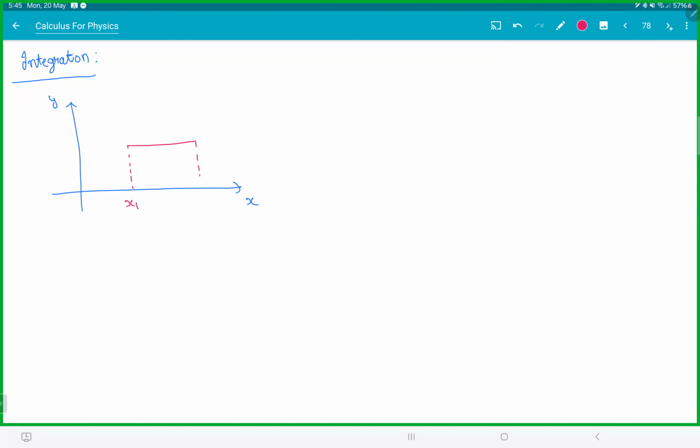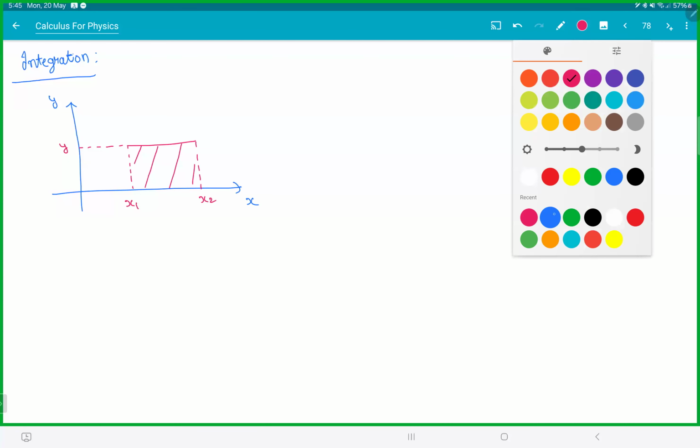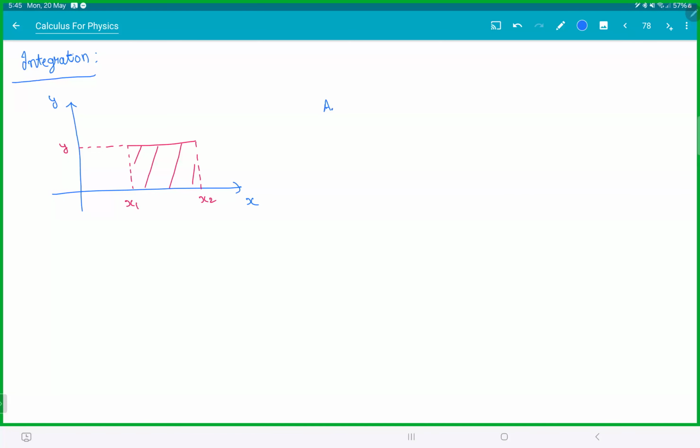This is x1, this is x2, and this is y. So if I ask you to find the area of this rectangle, it is simply the height y into breadth x2 minus x1, which can be written as y into delta x. Getting it? Now, this is for a rectangle. This though we know, we learned it in school.